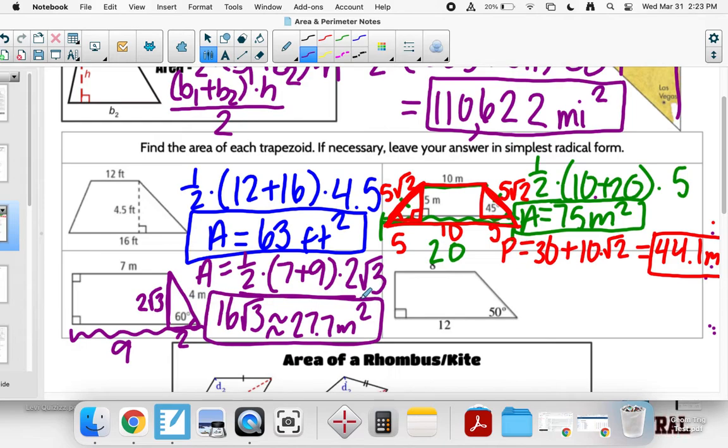So again, if I asked you for the perimeter, we would take 9 plus 4 plus 7, so what is that, 20? And then how much is this side? 2 square roots of 3, that's our height. So our perimeter, I know it doesn't ask, but it would be 20 plus 2 square roots of 3. We're not going to put that in the calculator because we're going to move on. We got stuff to do.